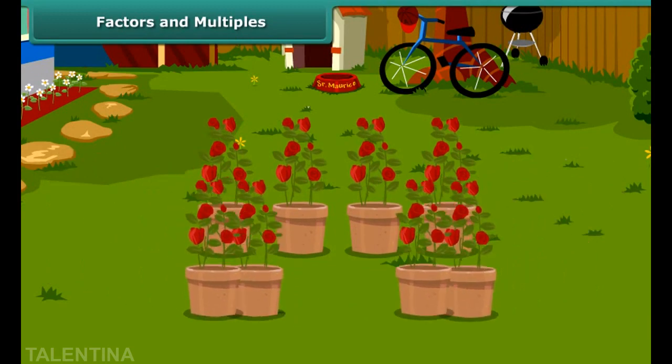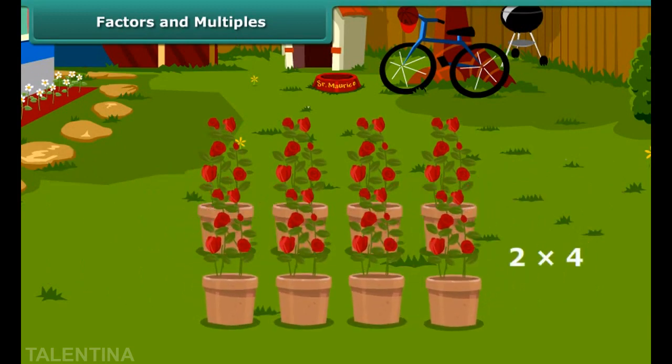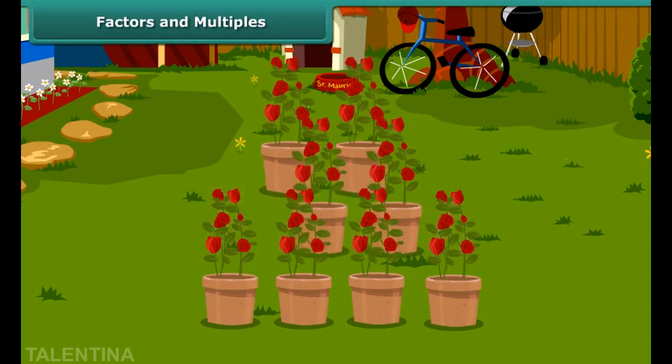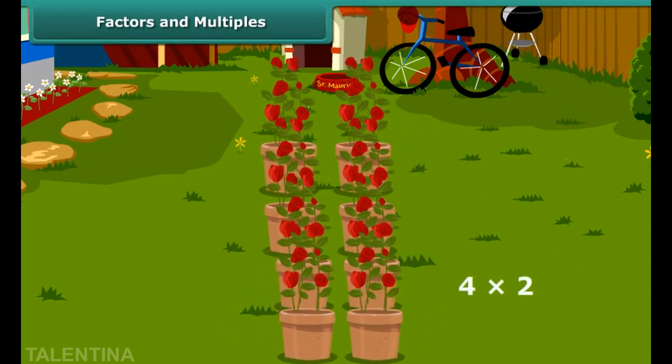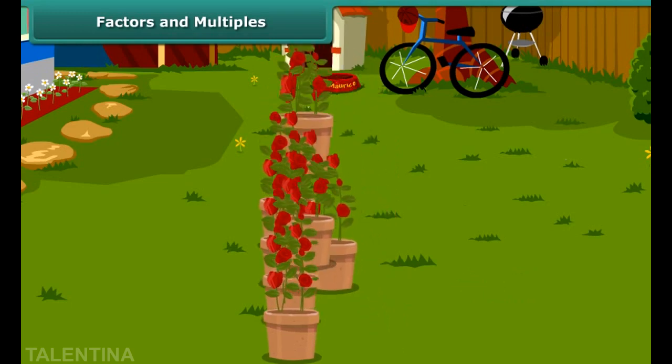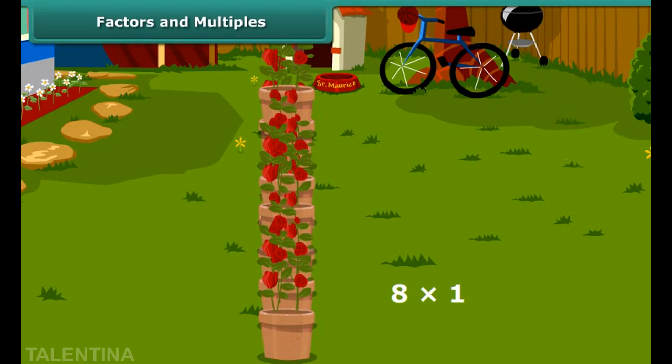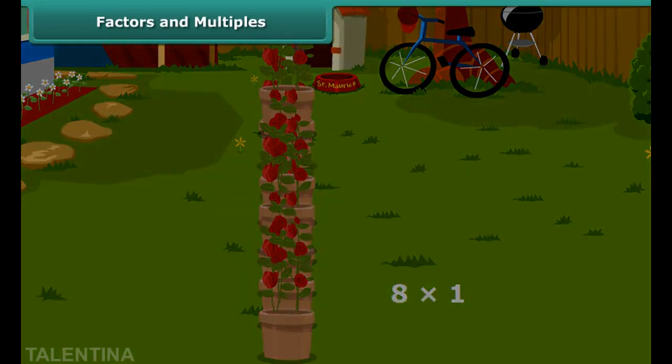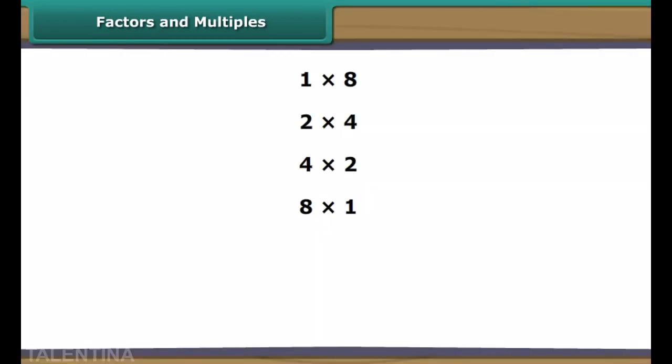Alternately, he can place them in 2 horizontal rows of 4 rose plants each. He can also place them in 4 horizontal rows of 2 rose plants each. One more arrangement is possible. He can create 8 rows with 1 rose plant in each row. Thus, there are 4 possible arrangements of rose plants. Let us express these patterns numerically as 1 into 8, 2 into 4, 4 into 2, 8 into 1.